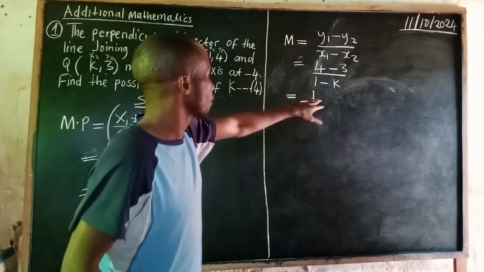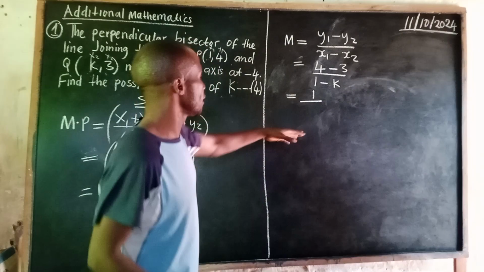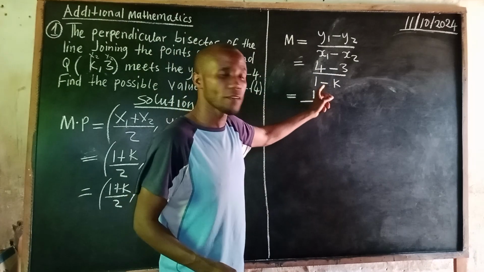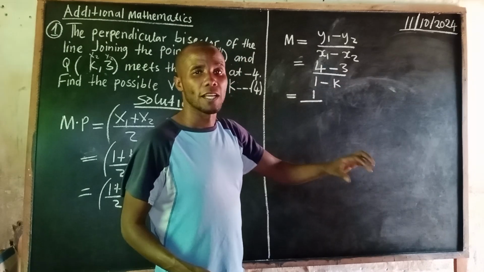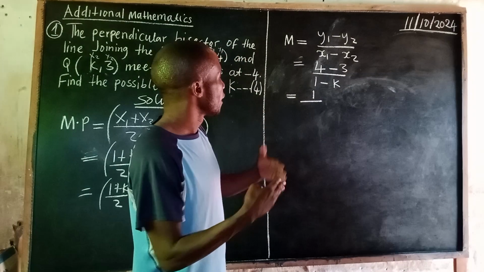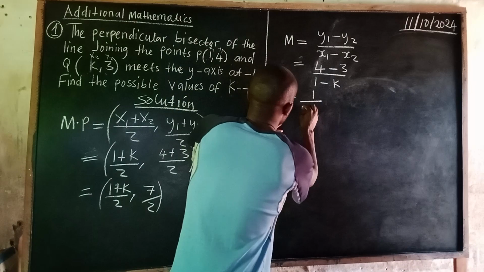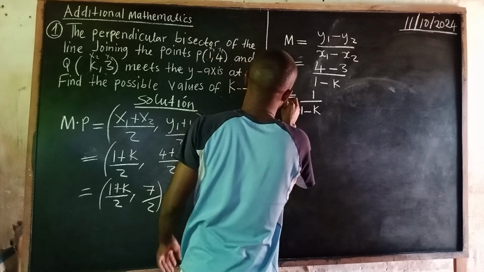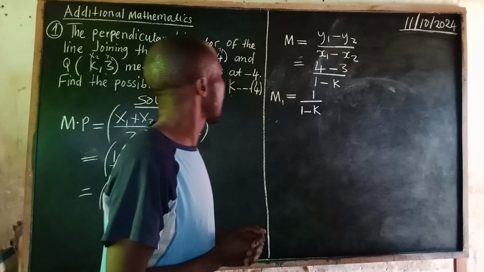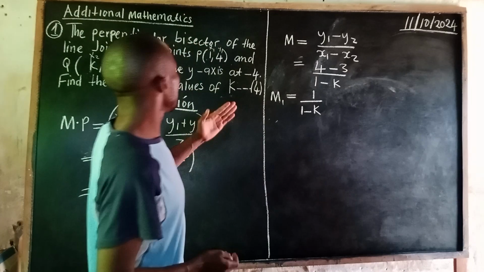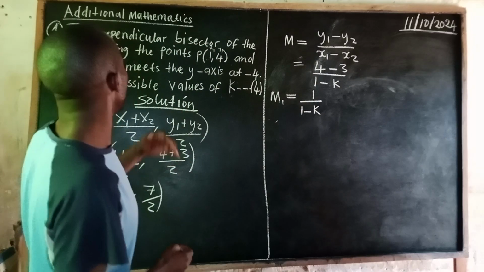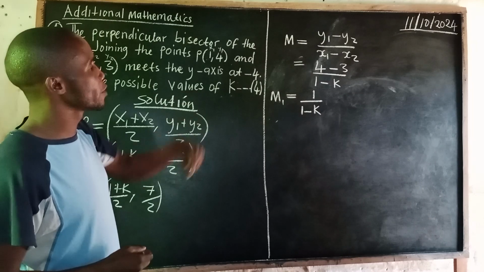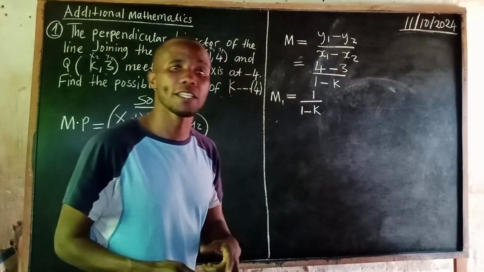Remember, this cannot be simplified further. The reason is very well known. These are unlike terms, and the arithmetic operation that we have in between is subtraction. Therefore, they cannot be simplified further. So we'll just bring them down like this. Okay, so this is our gradient, and we are going to name this gradient as gradient 1. Remember, the gradient that we are looking for is that of the perpendicular bisector, the perpendicular line. That is the one we are looking for, which is gradient 2.